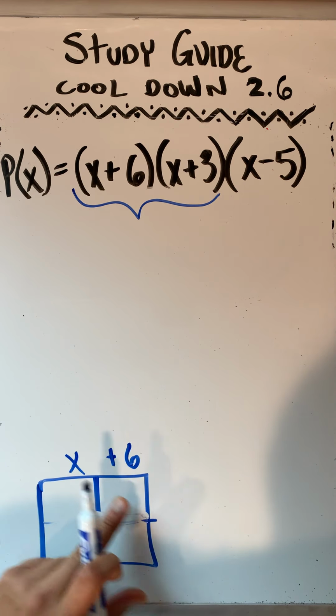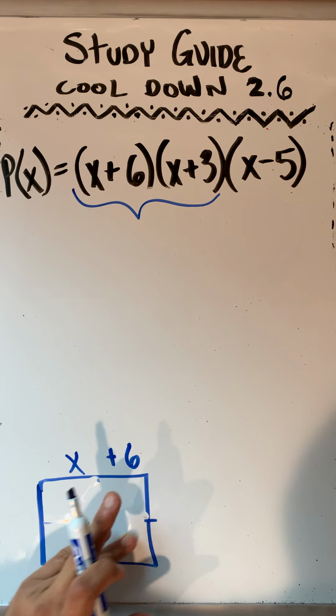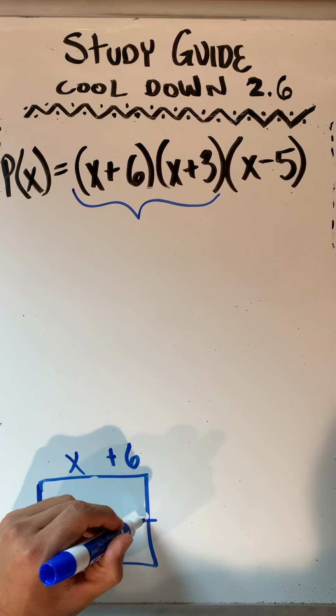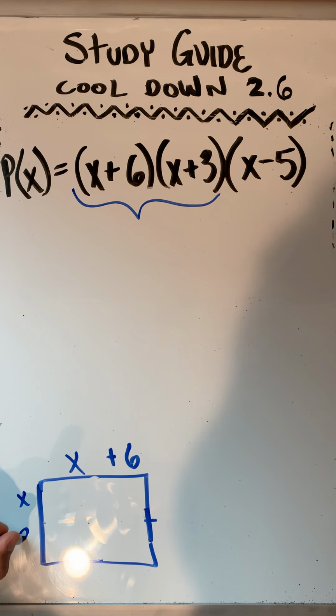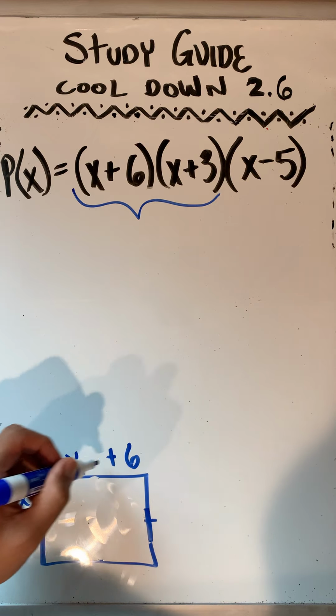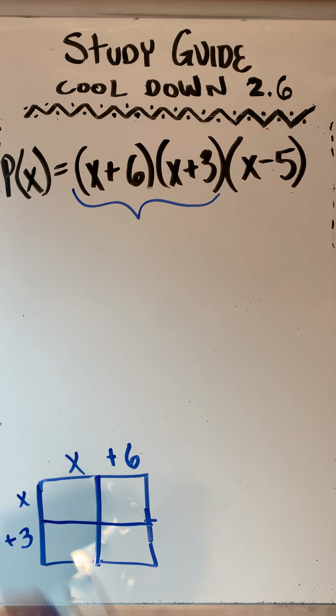Actually, let me not draw the squares, because some people are asking me, Mister, how do you know how many squares you need for the box? Do you need 6? Do you need 8? Do you need 12? So let me actually just write out the binomials. Then I'll show you how I know. Between x and 6, I'm going to place a line. Between x and 3, I'm going to place a line. And that's why you get 4 squares.